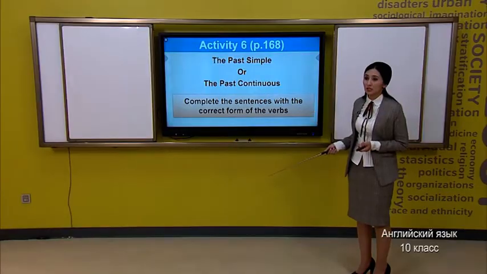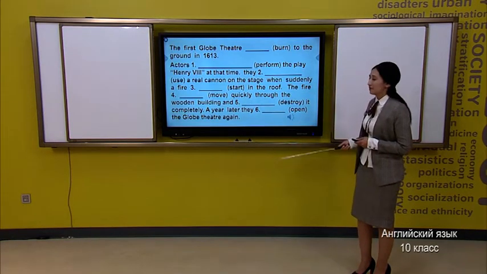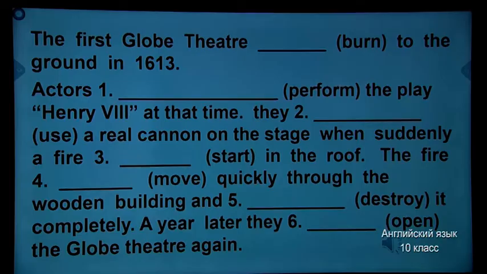Example. I was dancing at 3 o'clock yesterday when my dad came back. I began dancing before 3 o'clock and I finished it after 3 o'clock. Here you have to complete sentence with the correct form of the verbs. Past simple or past continuous. Again, you have 20 seconds. Please put numbers, 6 numbers, and write just answers.